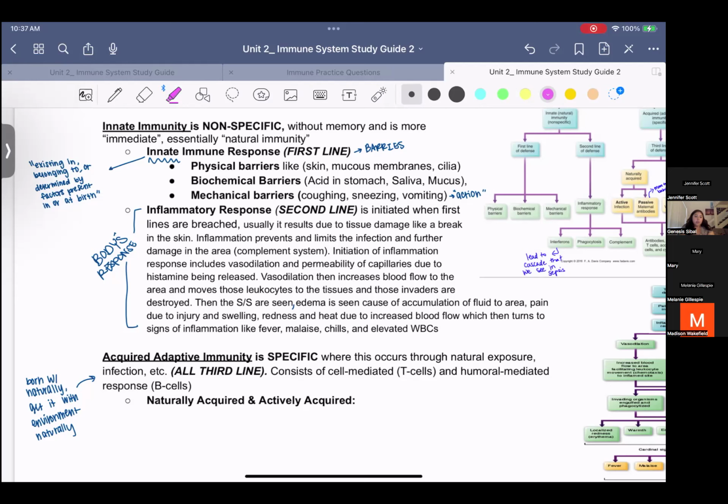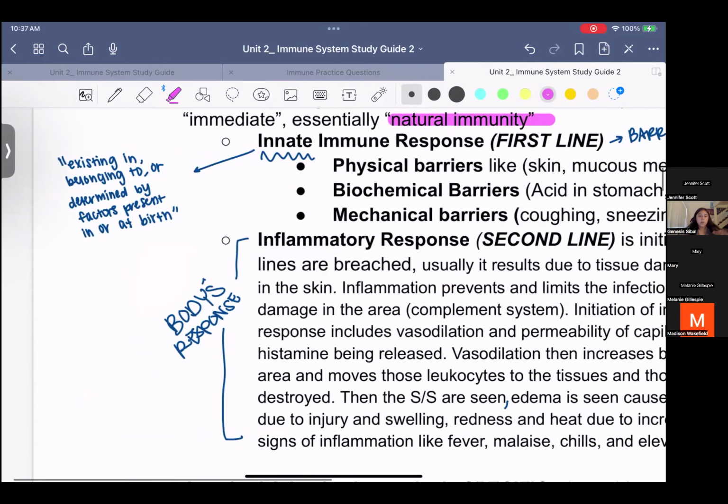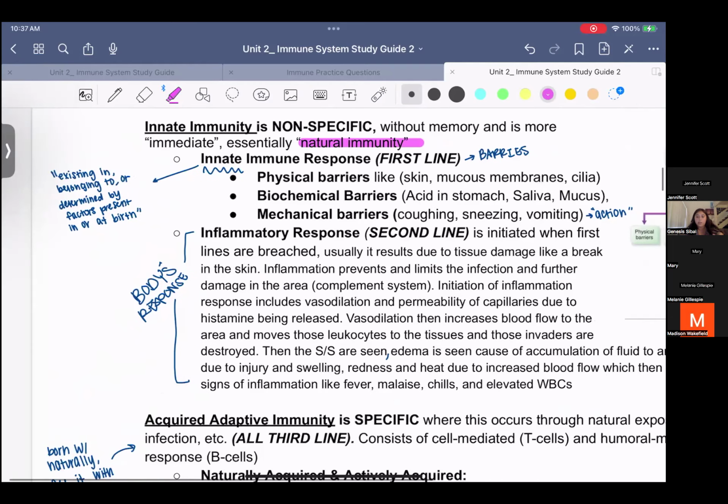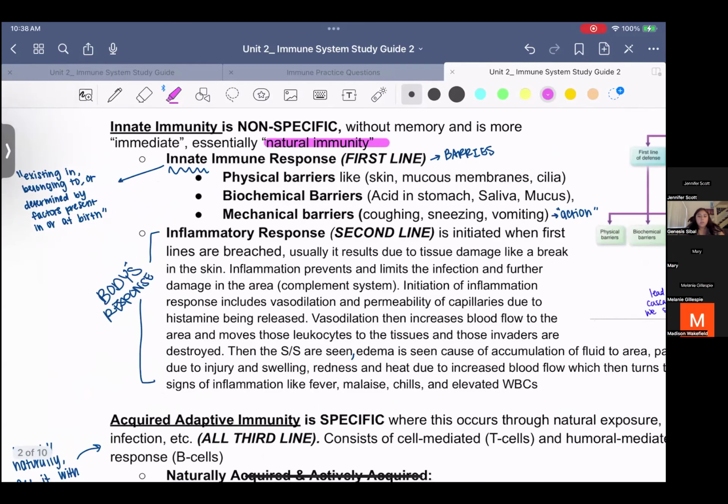With innate immunity, this is non-specific. This is without memory and is more immediate, essentially natural immunity. The way that I think about innate, the definition of innate is literally existing in, belonging to, or determined by factors present in or at birth. So it's literally something that you are almost born with. When we talk about innate immunity, we're talking about two different responses that go under it. We're talking about the innate immune response, which is the first line, and the inflammatory response, which is the second line. These are ways that your body reacts in case we have an invader or a pathogen coming in. The innate immune response, that first line, is just barriers.